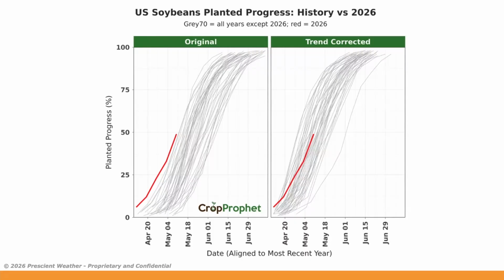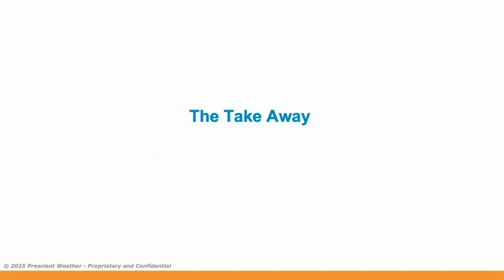Now we can do this same trend correction for the subsequent crop progress reports that come out for the rest of the year. The takeaway is because the crop is planted earlier and earlier each year, we might want to consider correcting the crop progress reports for this trend to allow for an oranges to oranges comparison of this year's crop progress information relative to prior years.